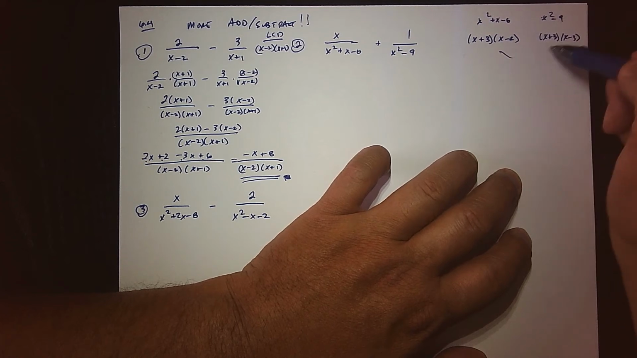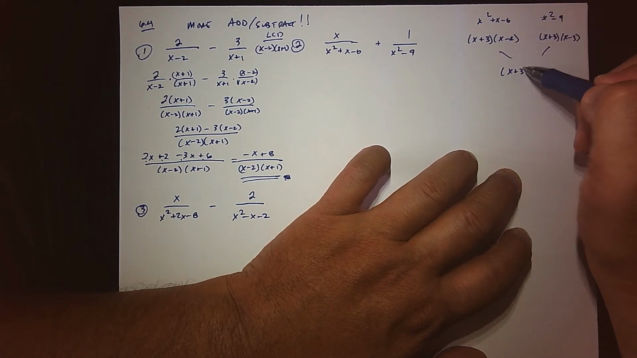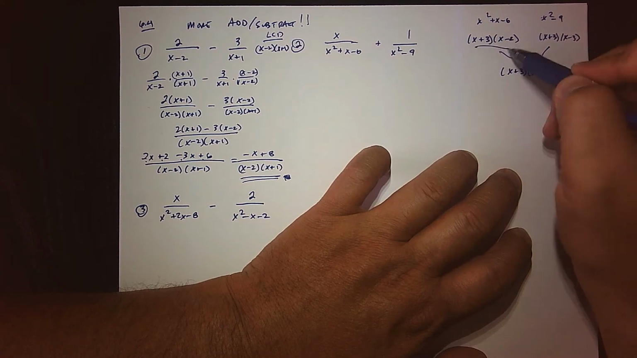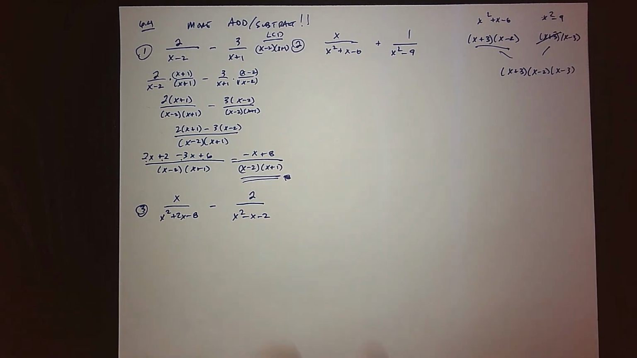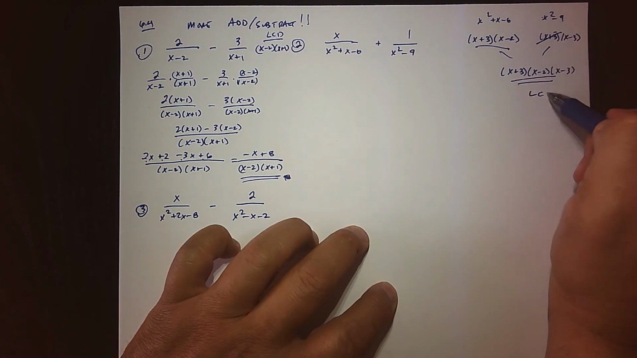So what's the LCD? Well, again, it all begins with mom. Mom wants to contribute those two factors. What does dad want to contribute? Well, he wants to do an x plus 3. We've got one. He wants to do an x minus 3. We're missing one. So there is your LCD.